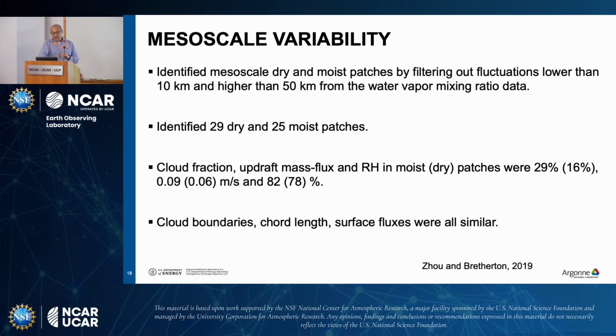Consistent with previous work, we found that the cloud fraction in the moist patches was 29% compared to 16% in dry patches. So you have much higher cloudiness in the moist patches than the dry patches, which we expected to see. The mass flux was also higher. The moist patches had more turbulence and more updraft mass flux, 0.09 compared to 0.06.